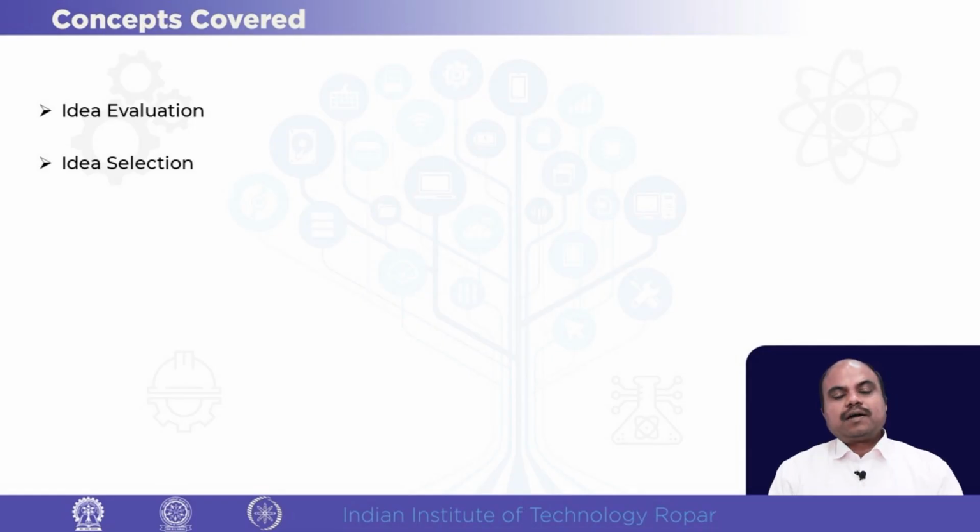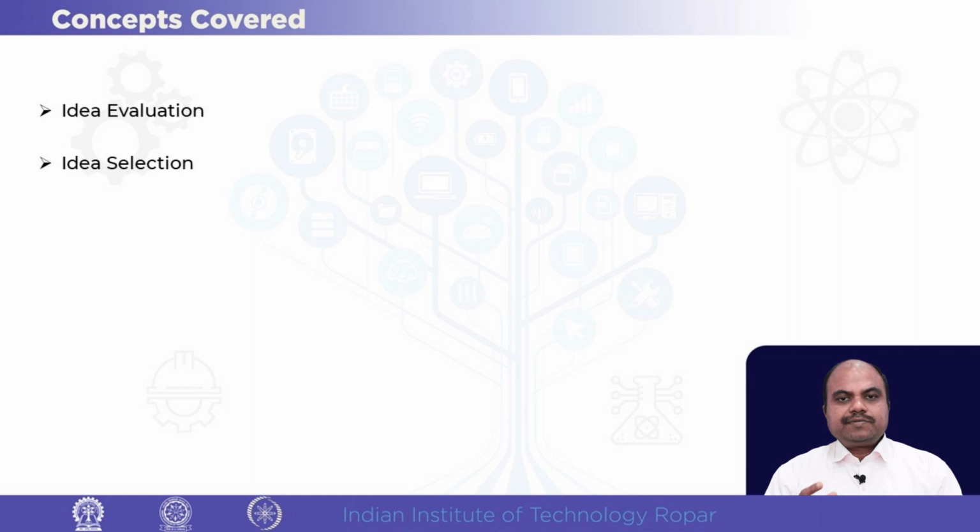Today we'll be learning about idea evaluation and selection. Initially, what we learned is that we first identified a problem or multiple problems, and then we selected one problem for understanding and solution generation. And when we have selected a problem, we have generated a product design specification.